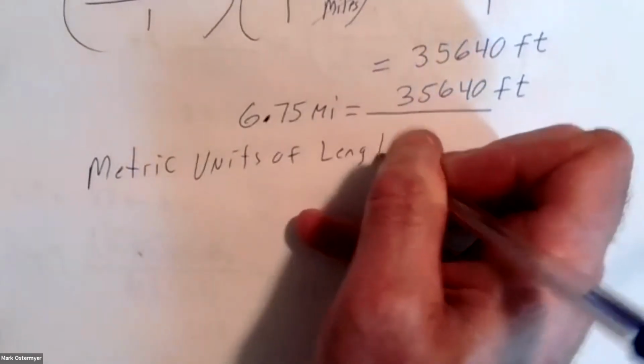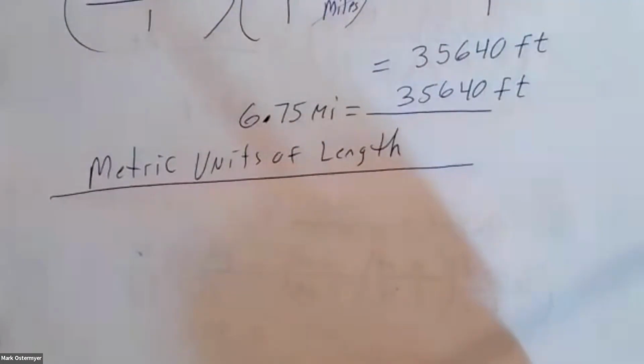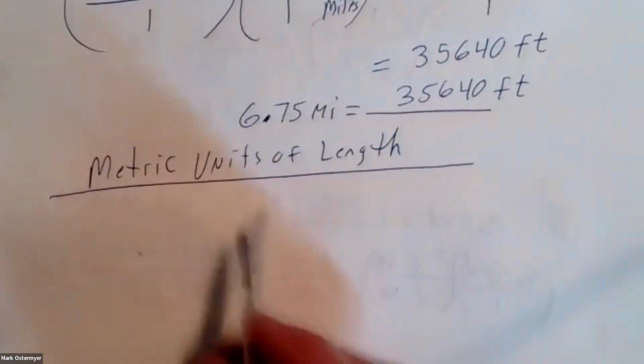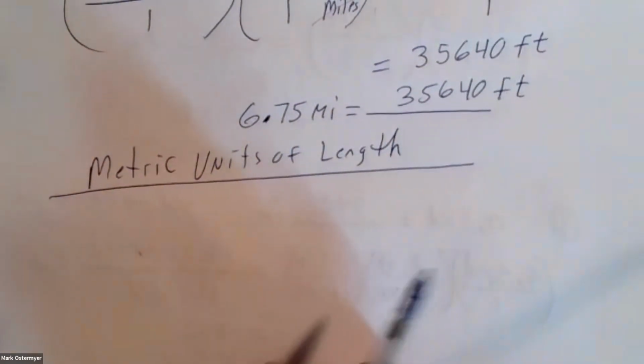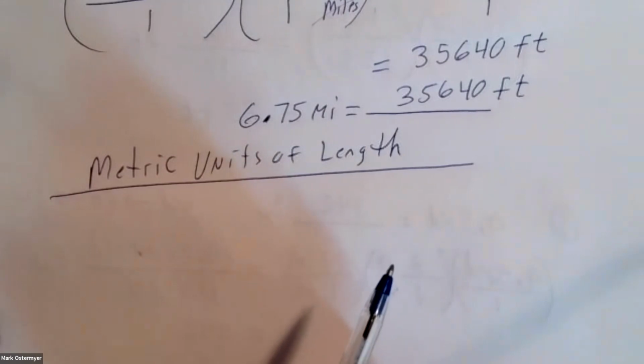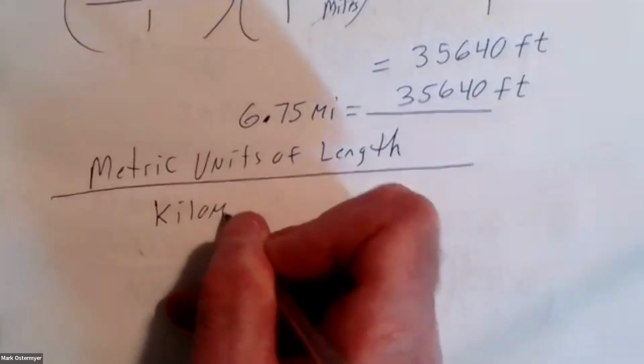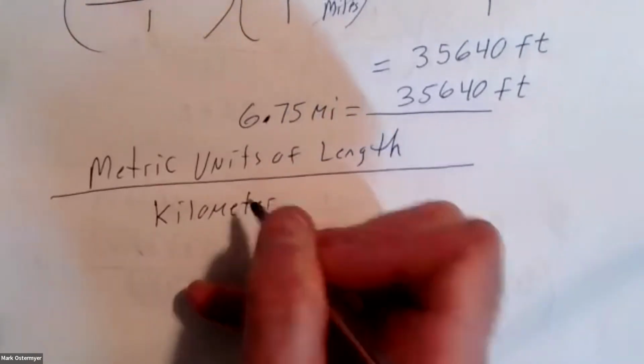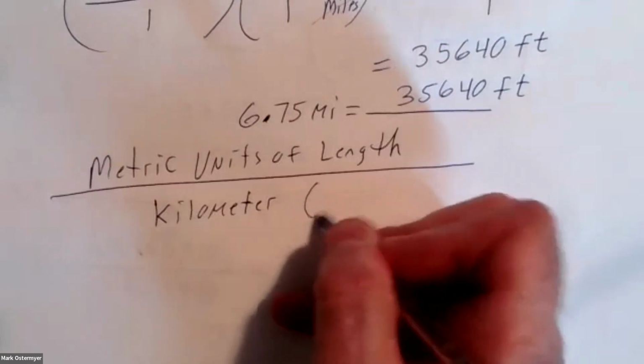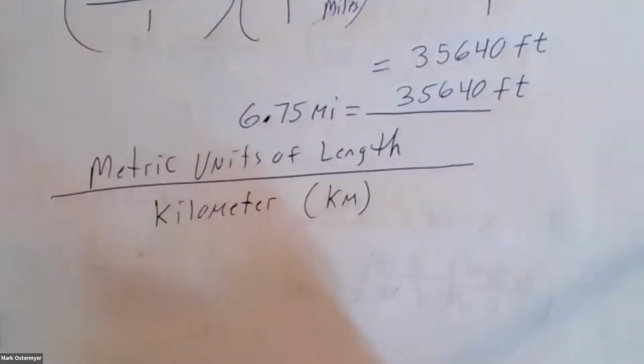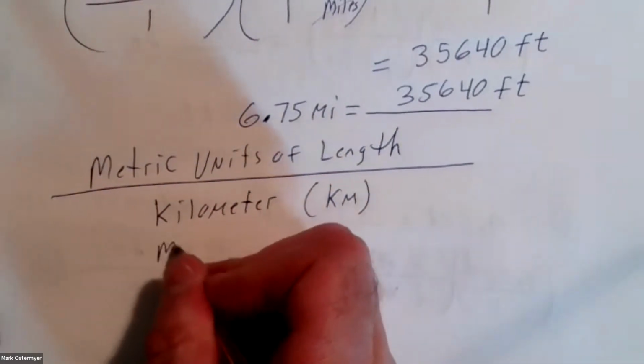Can anybody give me a metric unit of length that they use up in Canada or over in Europe or South America? Most of the rest of the world uses the metric system. They don't use our system. Can anybody give me a unit of length in the metric system? Kilometers, yeah. Kilometer or kilometer, the debate is still out on how to pronounce it, and it's abbreviated as km. In this country, we use miles. In Canada, they use kilometers.